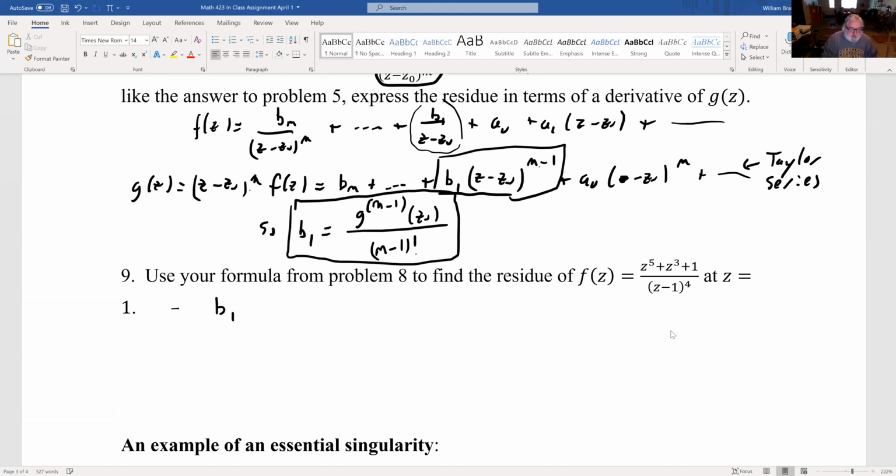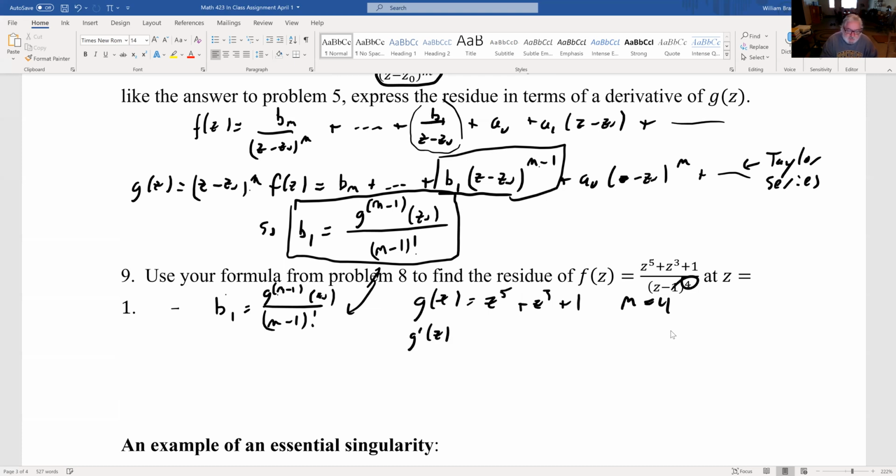But the residue should be, from our formula above, g to the m minus 1 at z0 over m minus 1 factorial. That's just this formula rewritten. So what is the function g of z here? g of z is z to the 5th plus z cubed plus 1. And m is equal to 4, because we have a pole of order 4. So that means we need the third derivative of this.